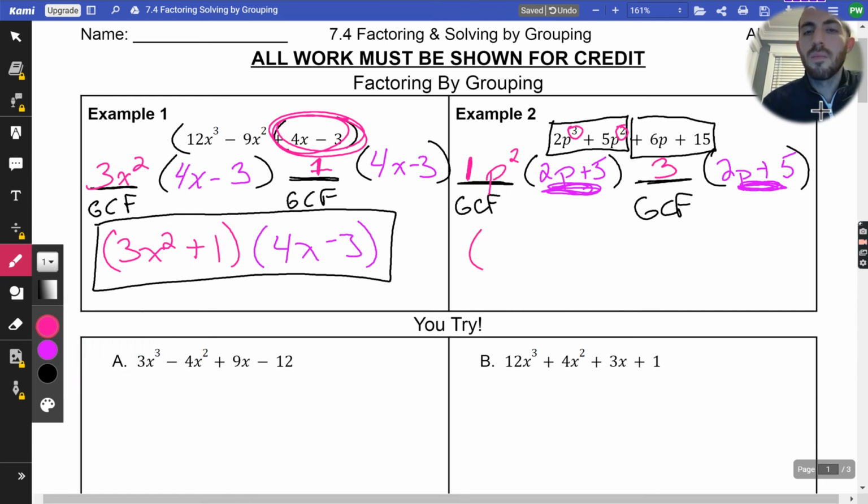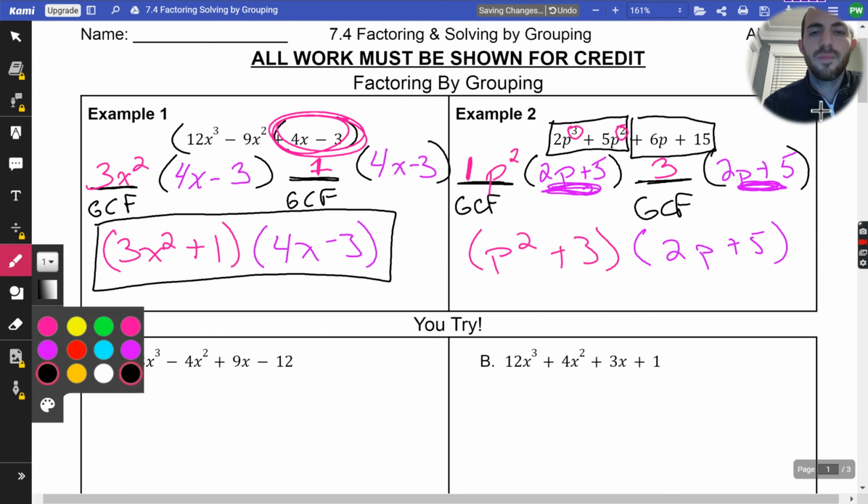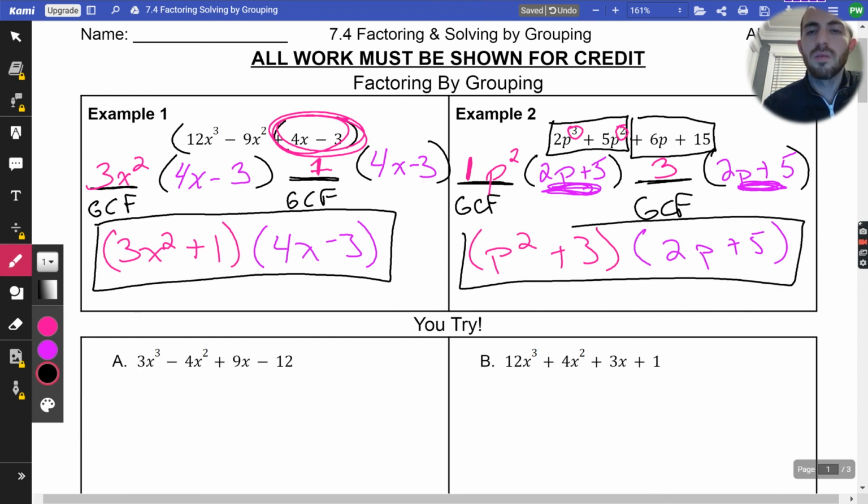So now we rewrite the pink, so p squared plus 3, and the purple, 2p plus 5. And that is your factored form.